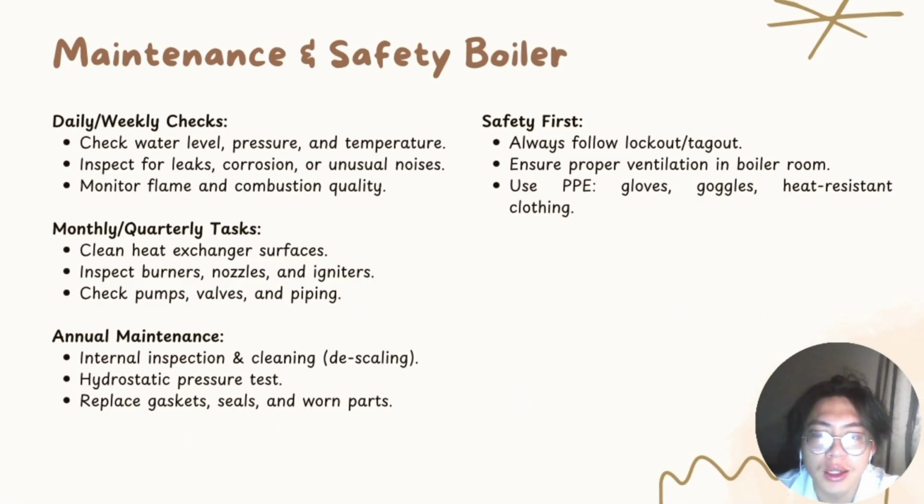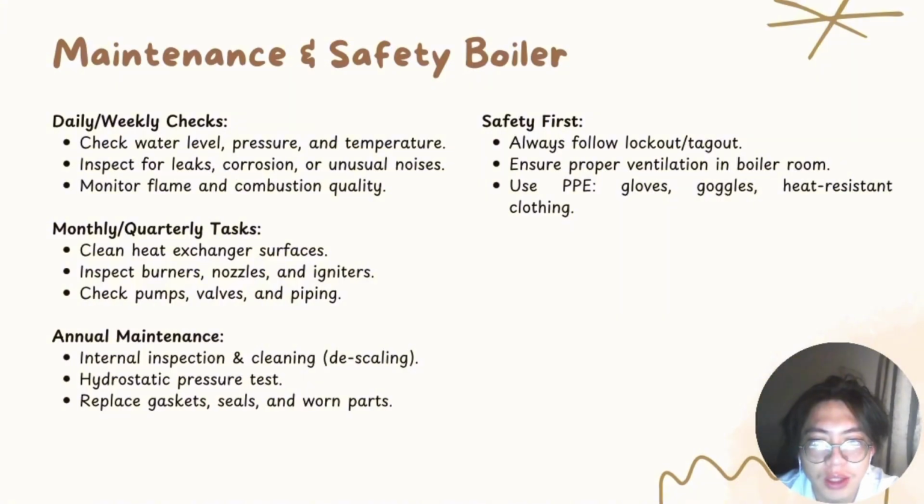And then last but not least, the maintenance and safety for boiler. So boiler also have 3 types of maintenance, which is daily check, monthly check, and annual maintenance. For daily check, we need to check the water level, pressure, and temperature. Then we also need to inspect for leaks, corrosion, or unusual noise, and also monitor flame and combustion quality. Meanwhile, for the monthly tasks, we need to clean the heat exchanger surface, inspect burners, nozzle, and igniter, and also check pumps, valve, and piping.